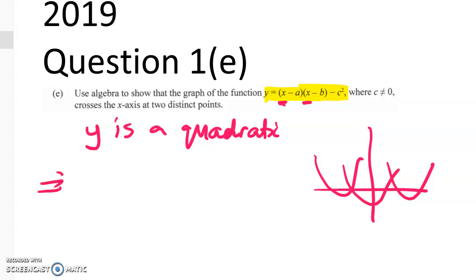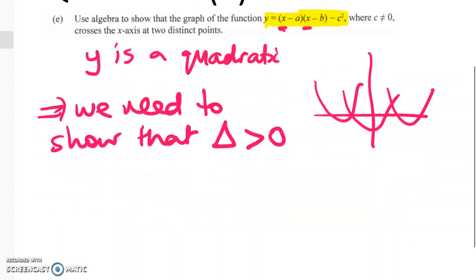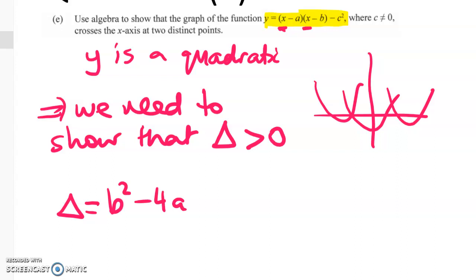And so we need to show that the discriminant must be strictly positive. Not greater than or equal to 0, but actually strictly greater than 0. So the discriminant is b squared minus 4ac.